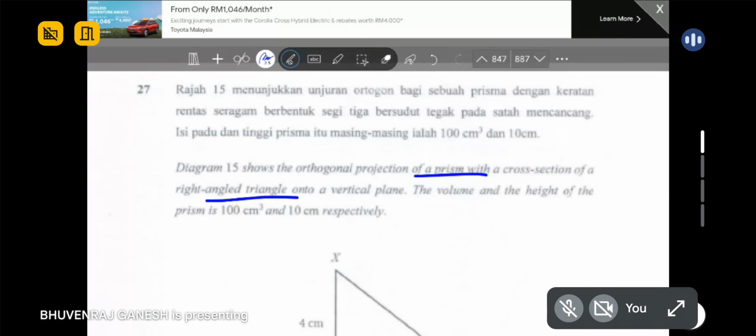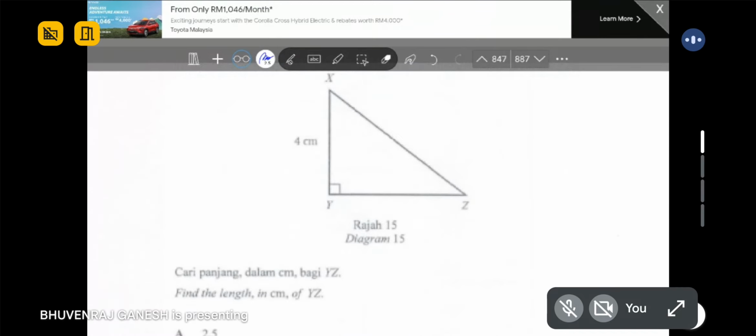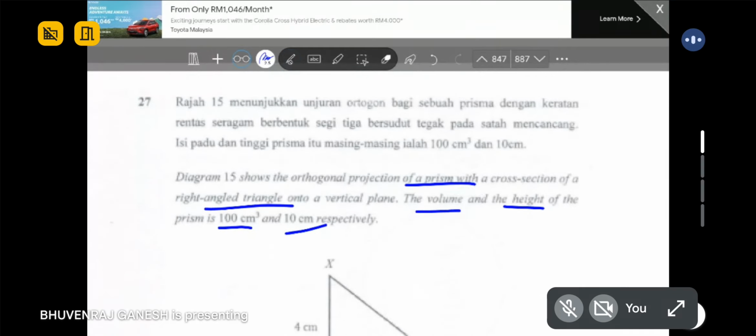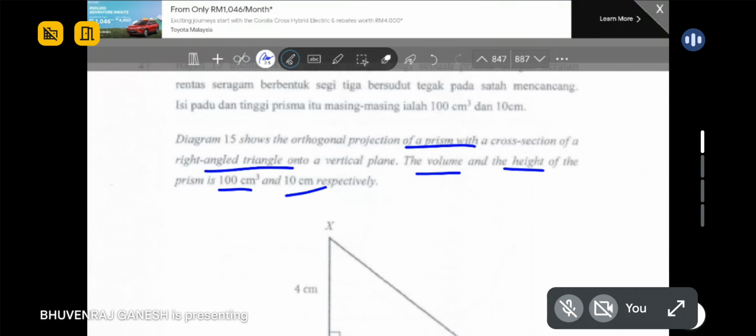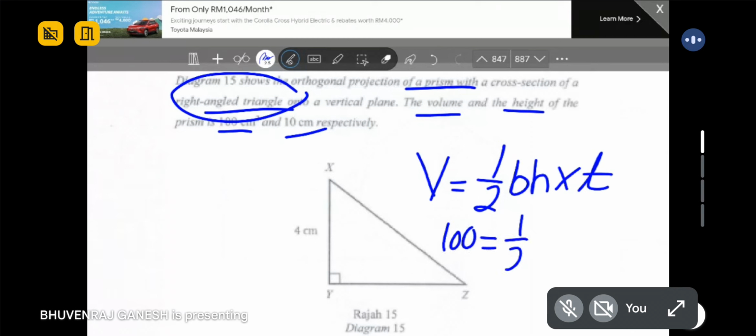Prism, cross section, right angle. Volume 100, height 10. Okay, isi padu 100, tinggi 10. Okay, so dia nak cari YZ. Okay, so isi padu prisma. So they say cross section of right angle triangle. Okay, so volume of prism, basically dia adalah area of triangle kali dengan ketinggian lah, height of the prism. Okay, so volume 100, setengah, tapak YZ, tinggi 4, tinggi kat sini 4 lah, panjang dia.